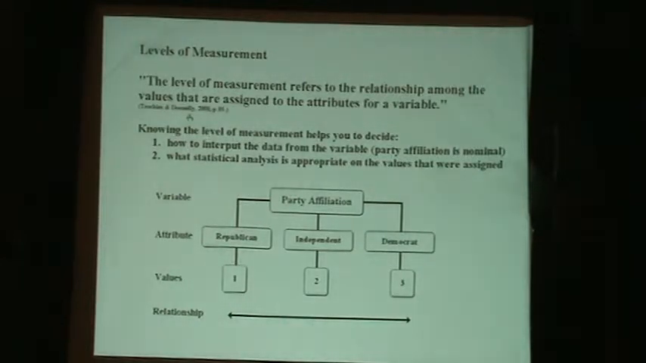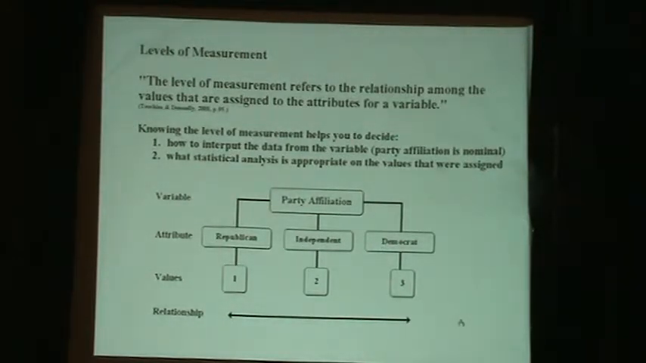So the level of measurement refers to the relationship among the values, in this case the relationship among the values is they're equal, that are assigned to the attributes of a variable, and the attributes of our variable political affiliation were Republican, Independent, and Democrat.